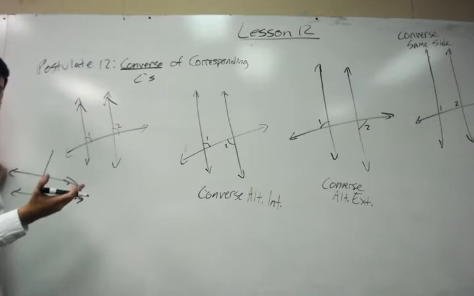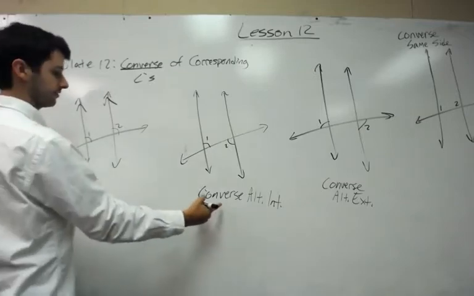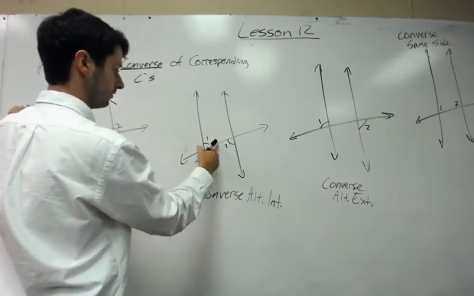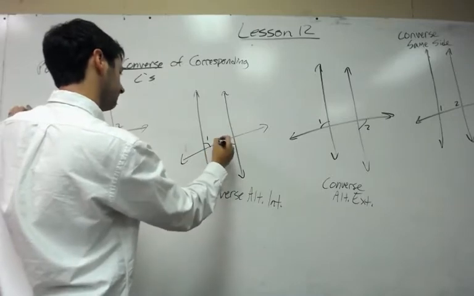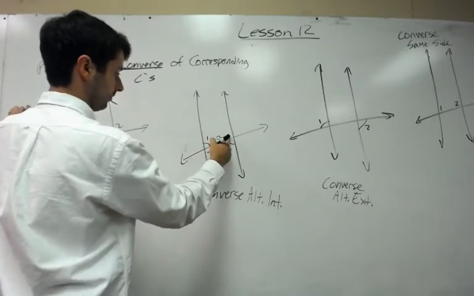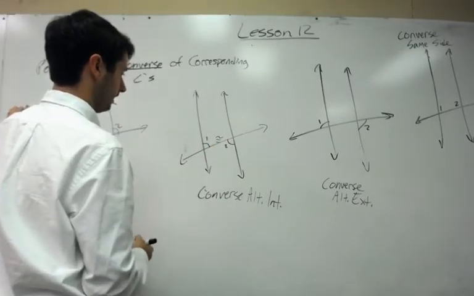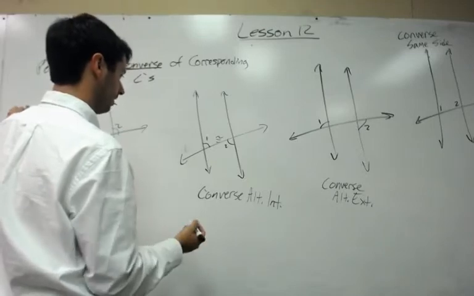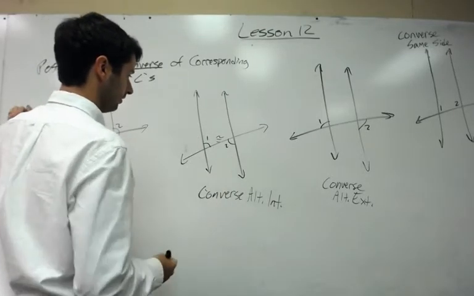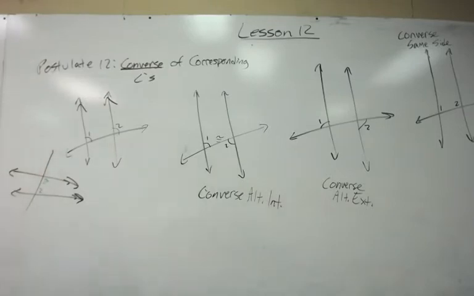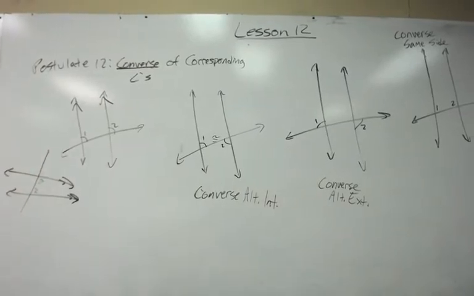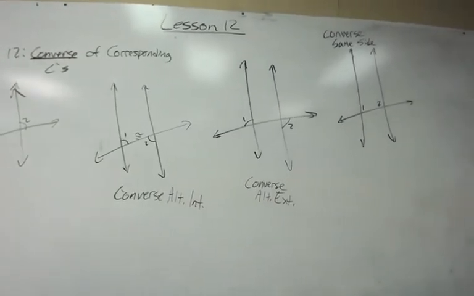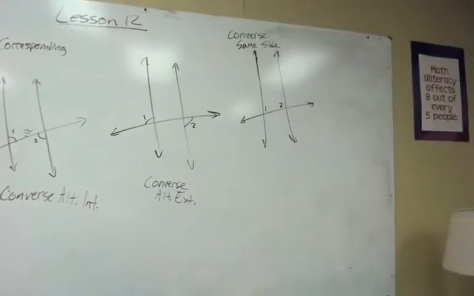And that's all that is. You have the same converse for alternate interior. If you have two alternate interior angles that are congruent, and you can see that from their little sign here, then you know that the two lines cut by the transversal are parallel. Same thing with the converse of alternate exterior and the converse of same side.